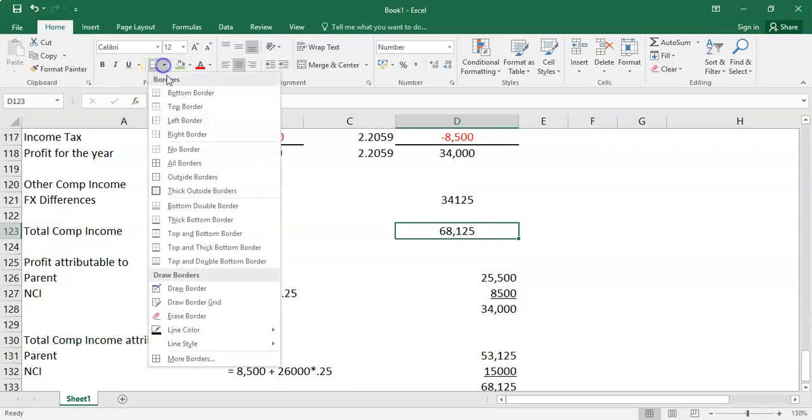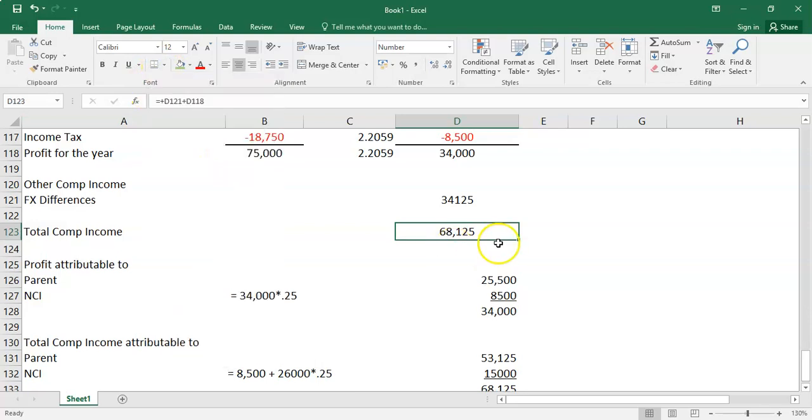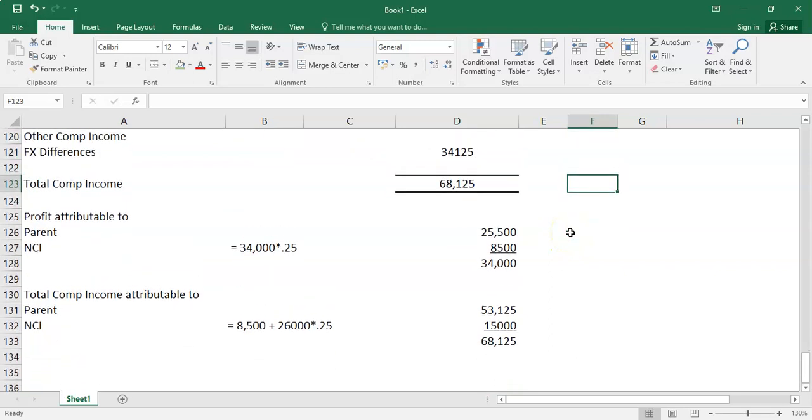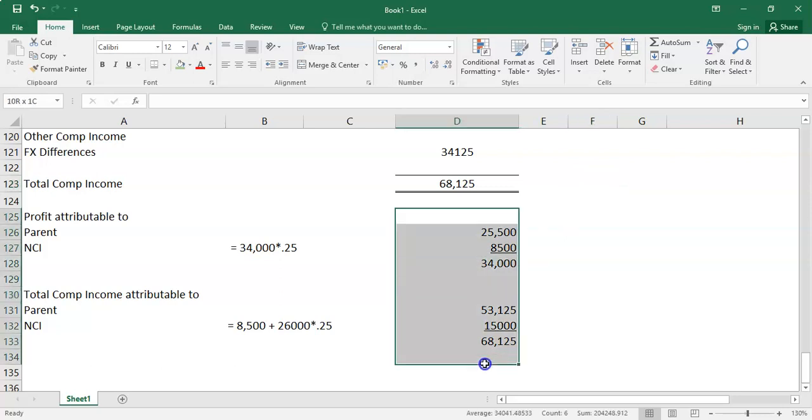So there is a bit of work involved there, and it takes practice. The more questions you do, the more comfortable you'll be with it. What I've given you in the solution pack as well, and I'll just show you this, is trying to link between the P&L and the statement of financial position.